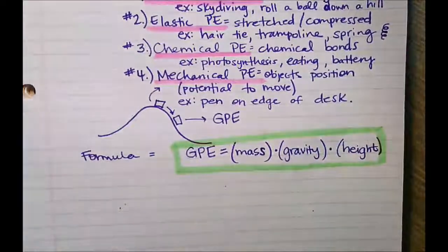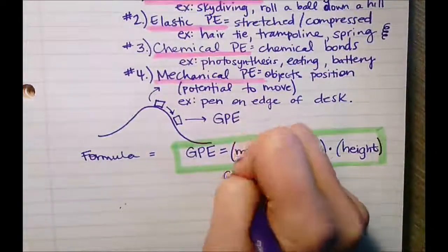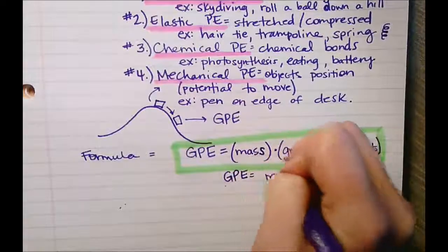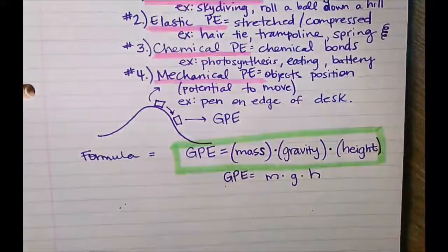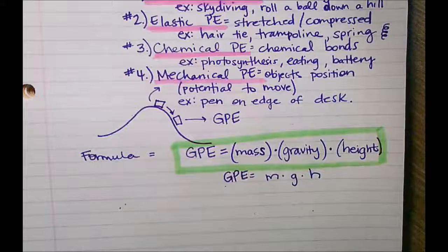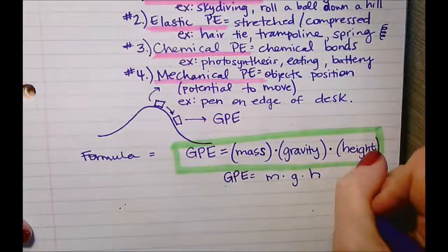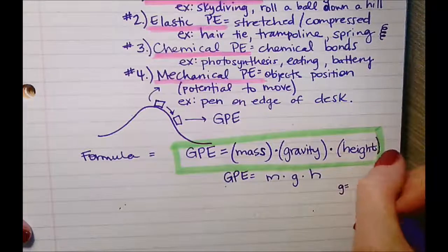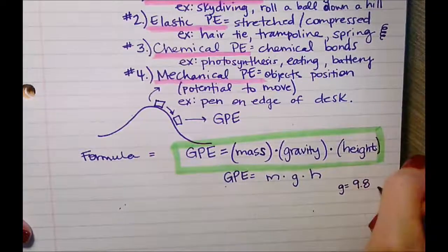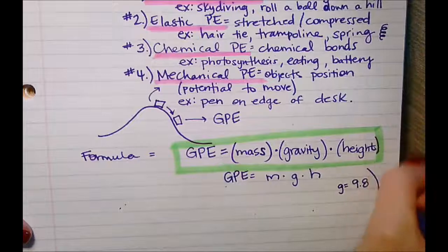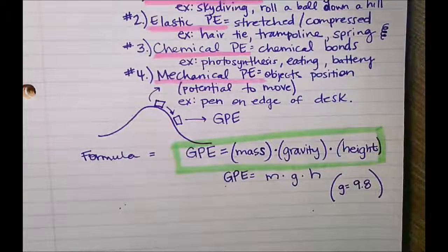So this one's actually a little easier to calculate. So another way to write this is GPE equals M times G times H. And that's how we typically remember it in class. And that G is that acceleration due to gravity, which on Earth is that 9.8. So we would need to make sure we keep that in mind while we're working on this.